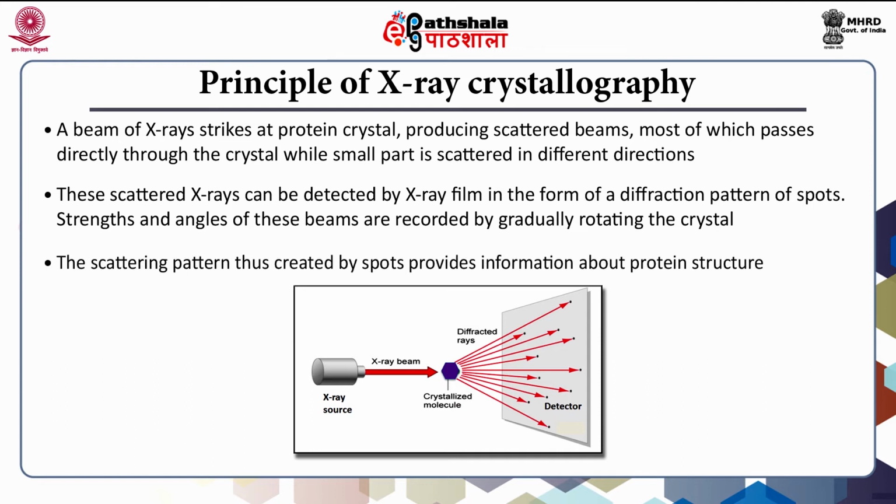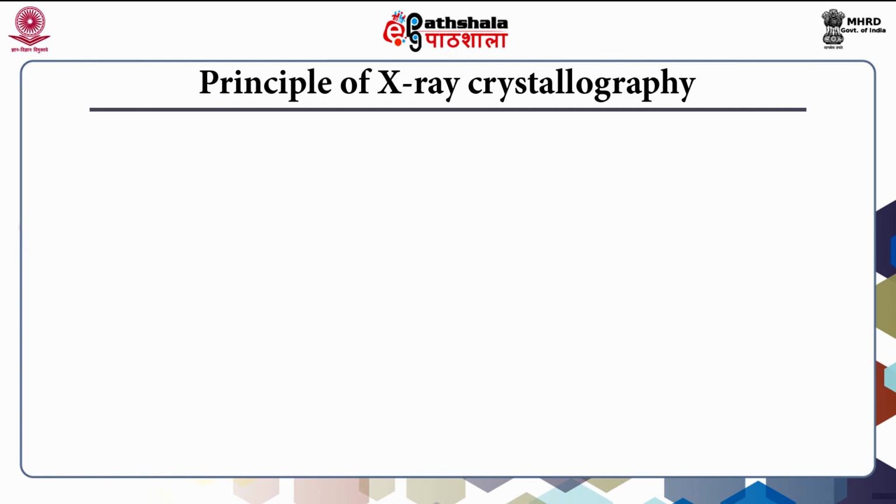The scattering pattern which is coming onto the detector provides abundant information about the protein structure. What is the abundant information? Whatever spots are present on this X-ray film or the solid state electronic detector, those spots give information about the protein structure. In the next slide, we will discuss the principles of X-ray crystallography.